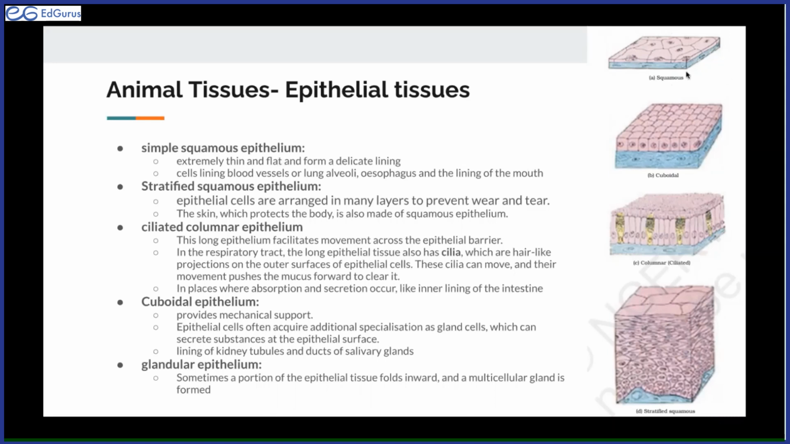And you can see this here. These are the 4 different types, and this one is the thinnest. So this is simple squamous. Okay? Then we have stratified squamous.